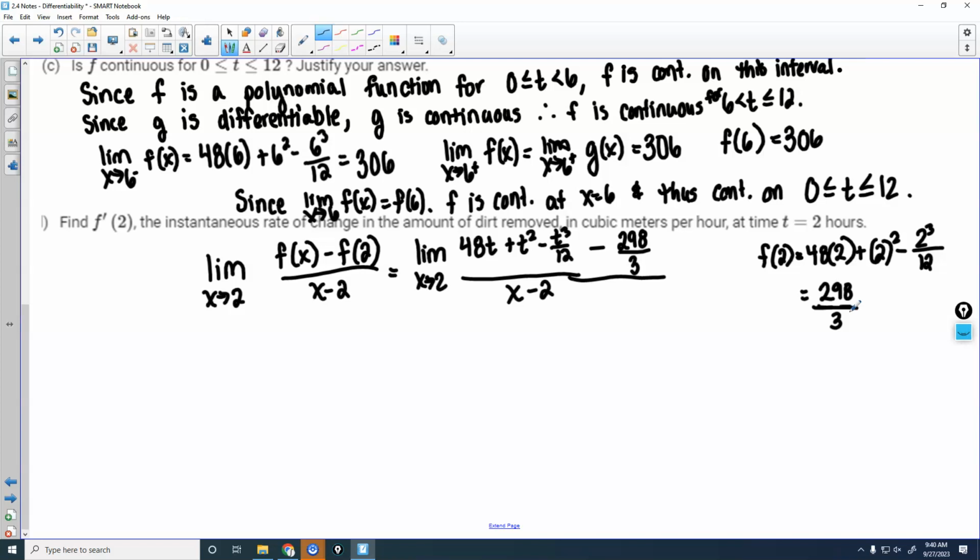You got 48 times 2 plus 2 squared, which is 4. 2 to the third is 8 over 12. That's where that fraction is coming from. You're getting 8 over 12, which reduces to 2/3.